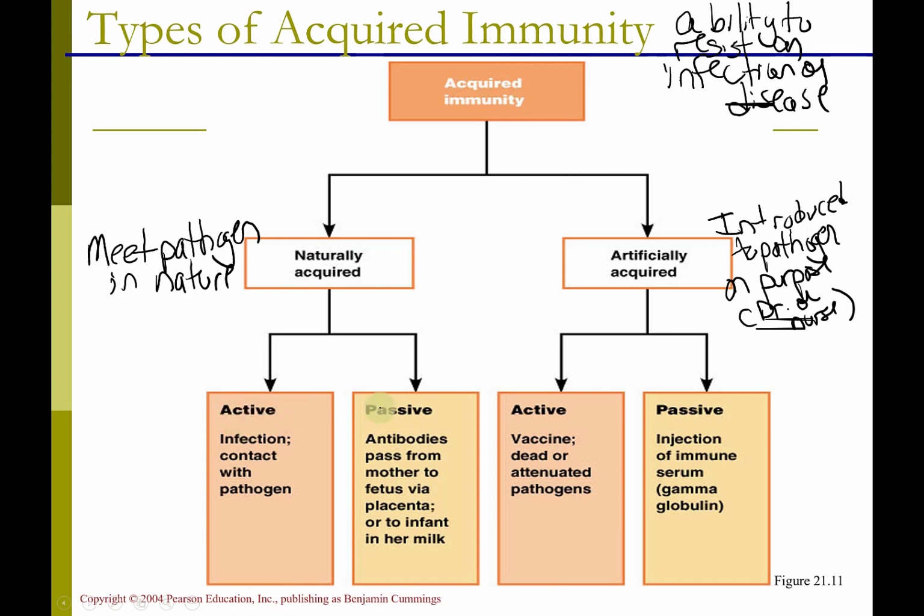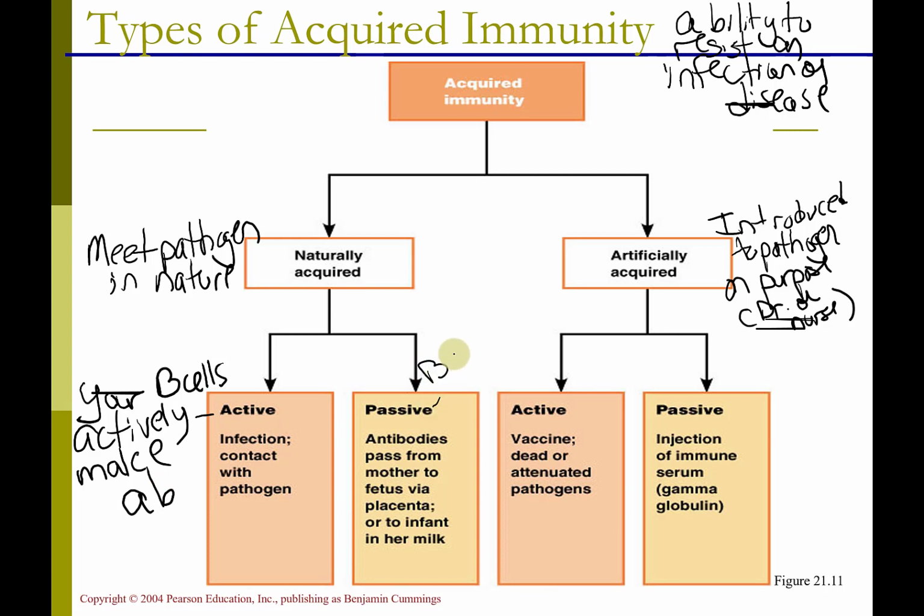Now, under each of these, there's two different types. So active and passive. Active means your B cells actively make antibodies. And remember the abbreviation AB for antibodies. Your B cells actively make the antibody. They encounter the antigen and they make the antibody. Passive means your B cells do not make antibody. Instead, someone is going to give them to you, give you the antibodies.